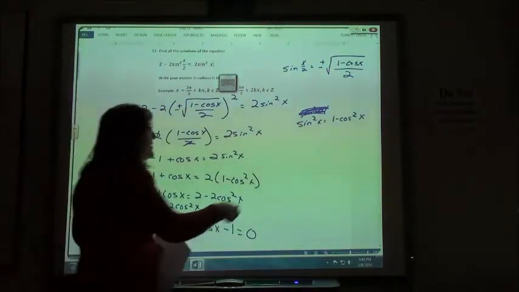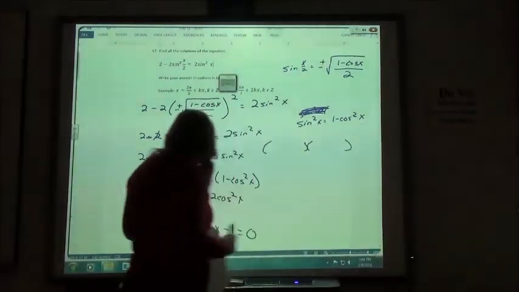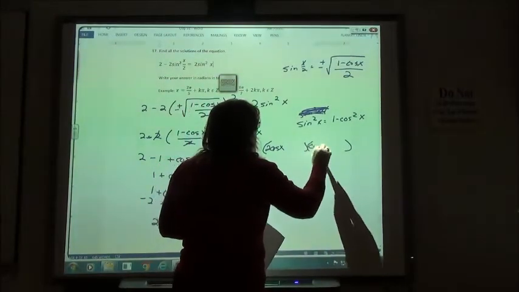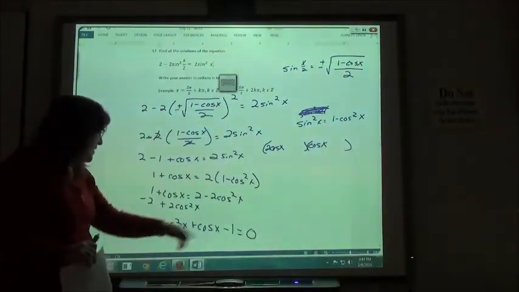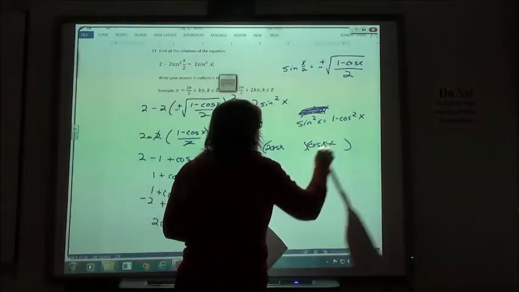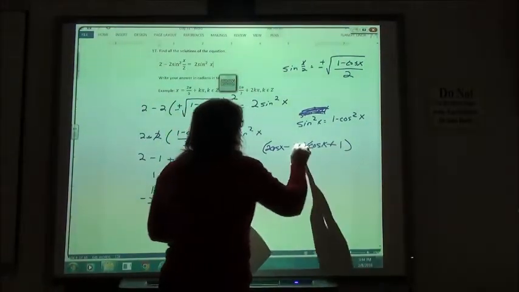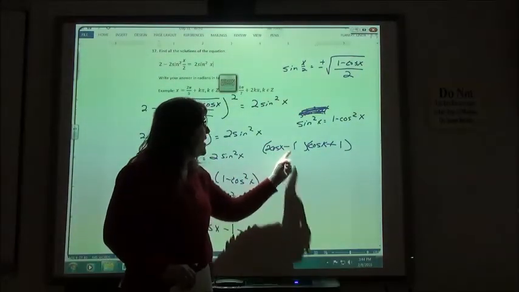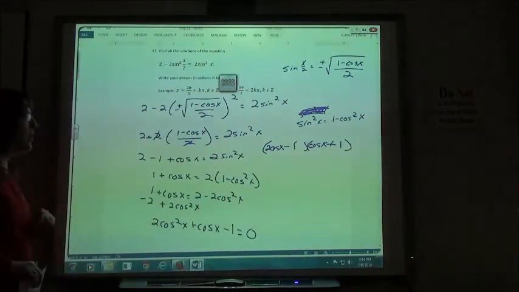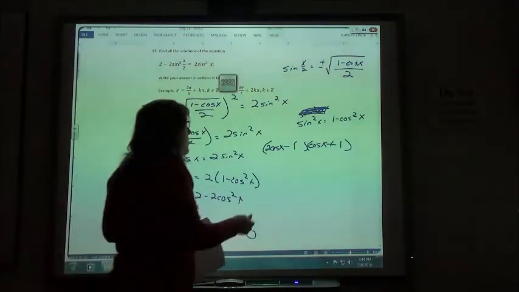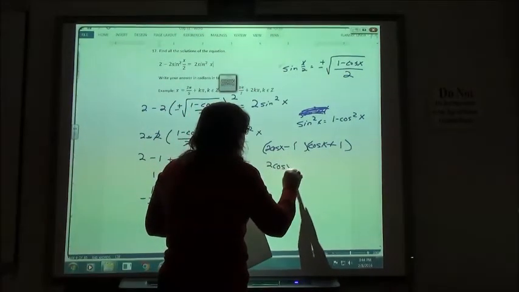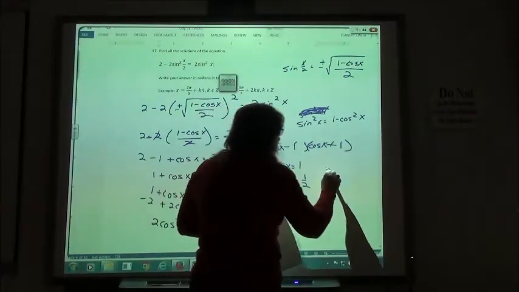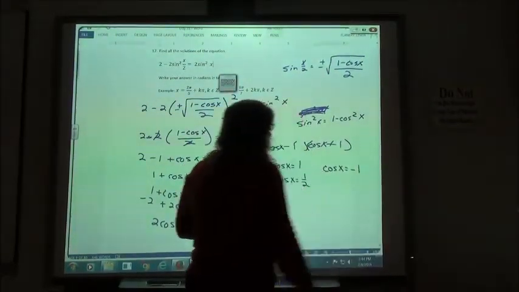So factoring that, I have 2 cosine squared, so 2 cosine of x times the cosine of x. And is negative, so one's a plus and one's a minus. We got a plus here and a minus here because factors of 1 are 1 and 1, and we want a plus 1 in the middle. So we want a positive 2 cosine of x minus 1. 2 minus 1 gives me the positive 1 cosine of x in the middle. So 2 cosine of x equals 1. Cosine of x would equal 1/2. Here, cosine of x would equal negative 1.